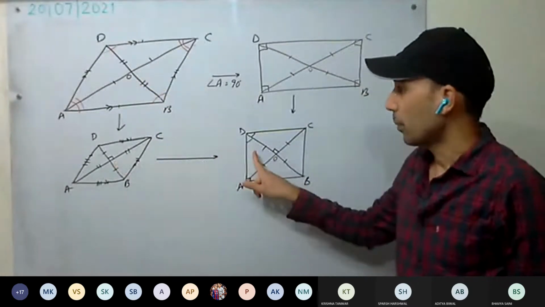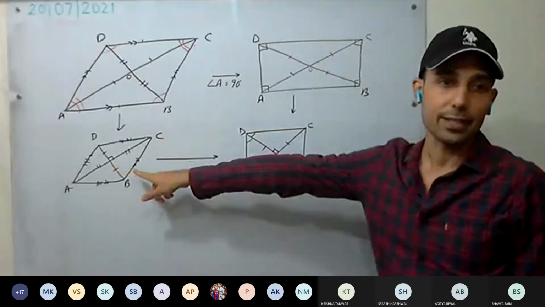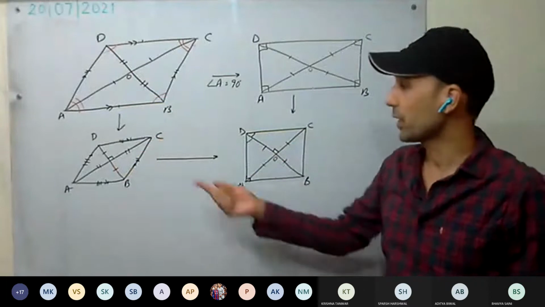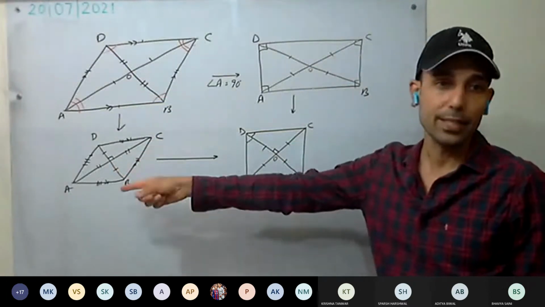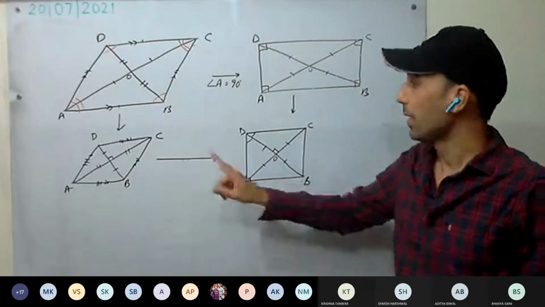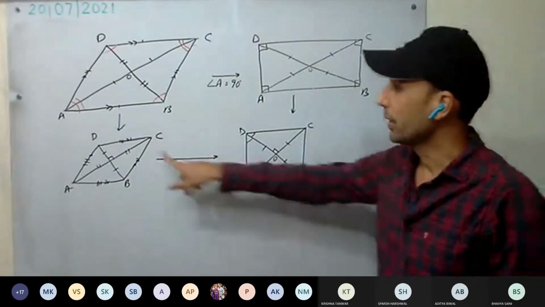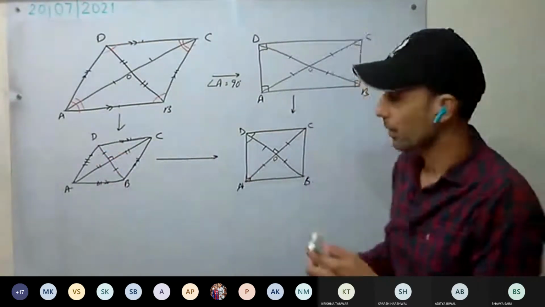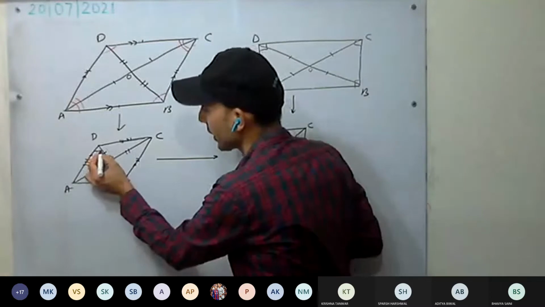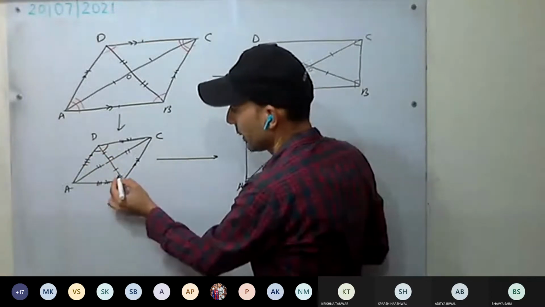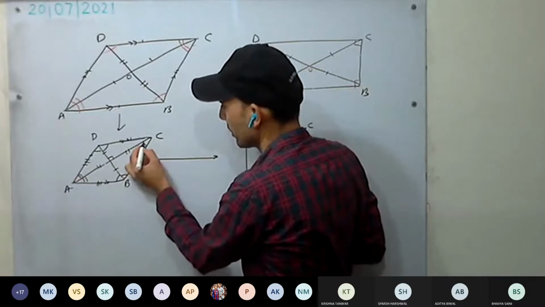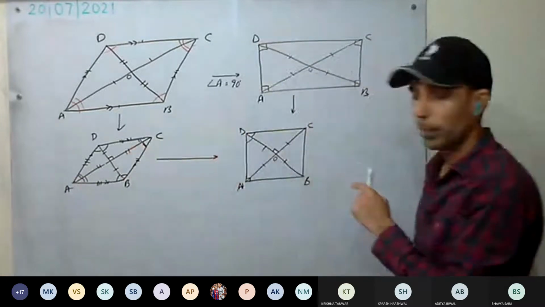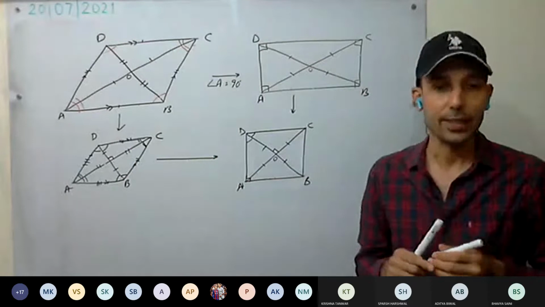In square and rhombus, diagonals meet at 90 degree. Only in these two figures, square and rhombus, diagonals meet at 90 degree. This is clear. In square and rhombus only, diagonals bisect the angles. These angles are equal. Only in square and rhombus, diagonals bisect the angles.